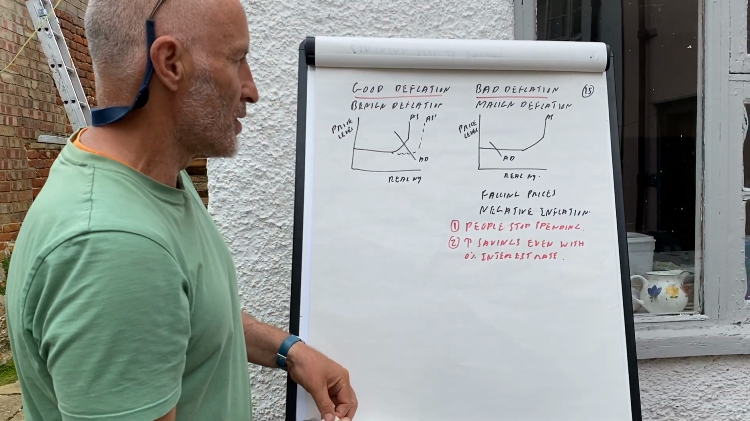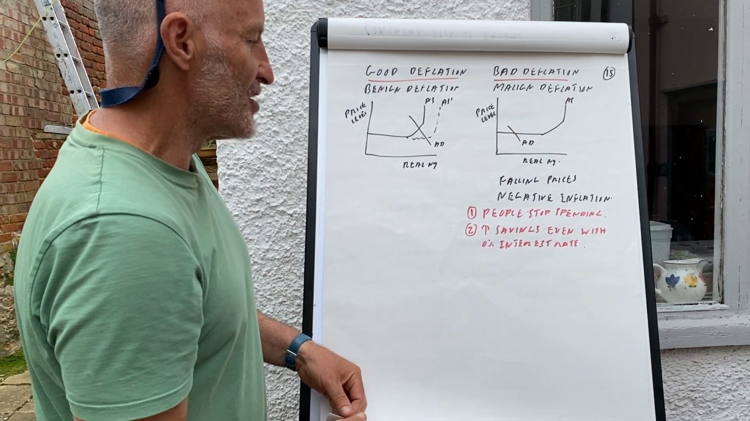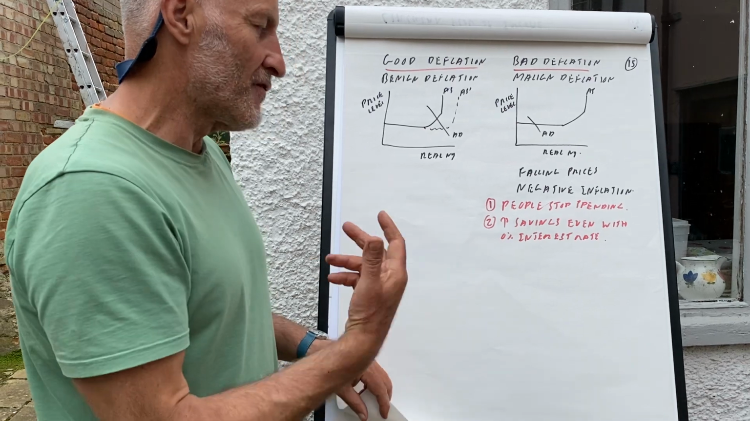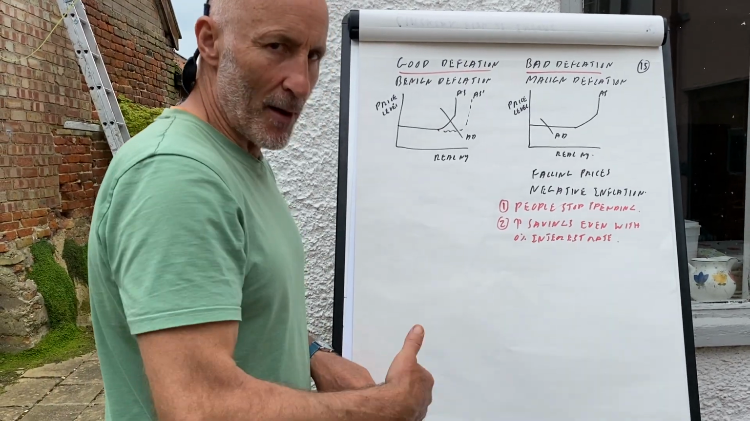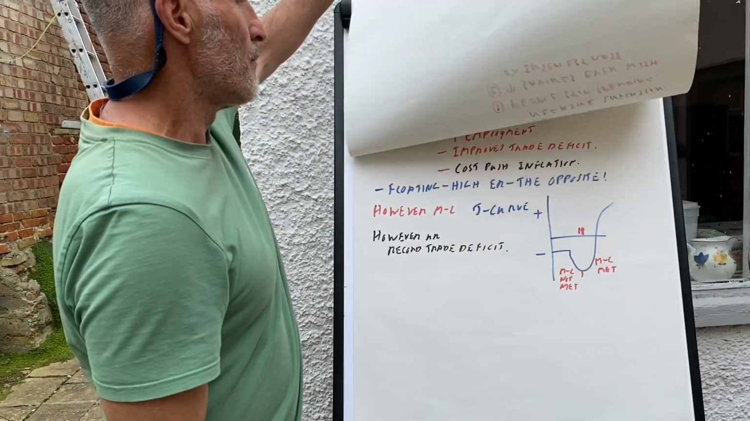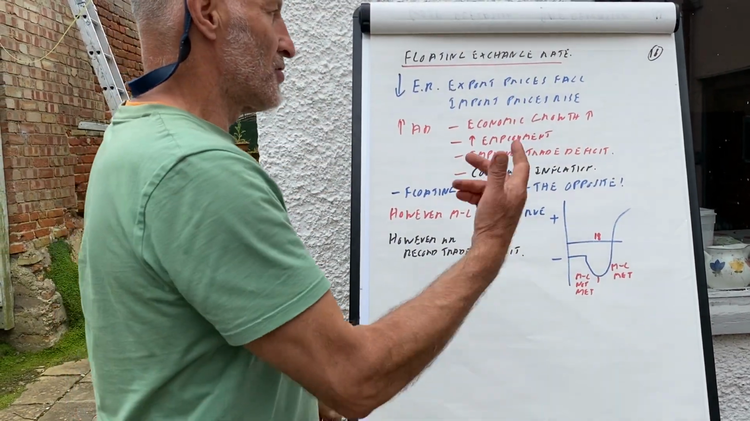And there will also be an increase in savings, even with a 0% interest rate, because money increases in value. And if you have loads of debt, then that's a real problem. Remember, we have 40% personal debt in the UK. All your debts will become bigger and bigger. Bad deflation. Okay, we're near the end now.